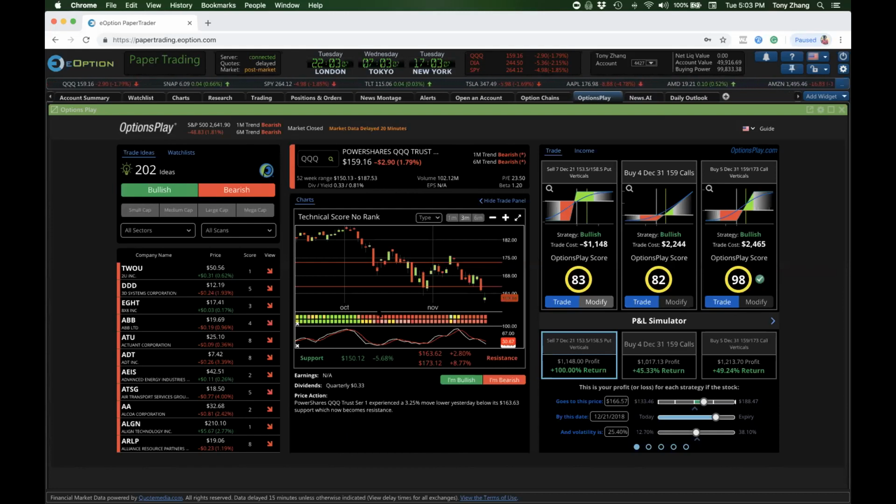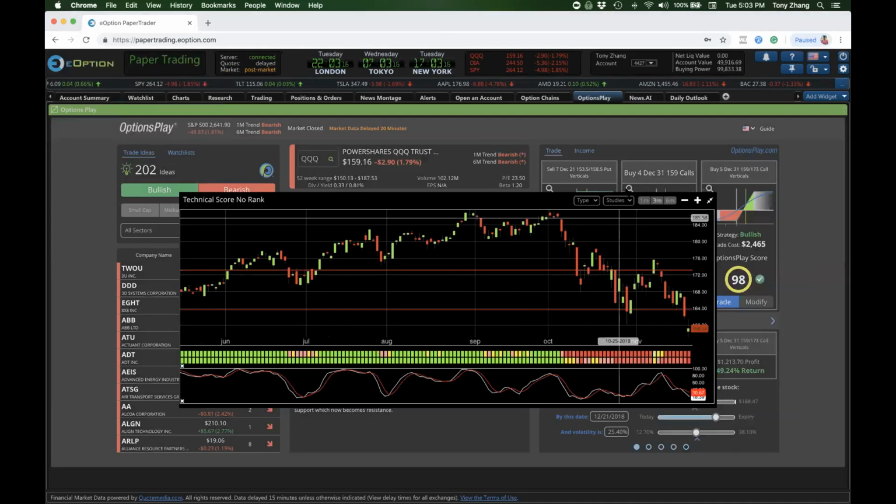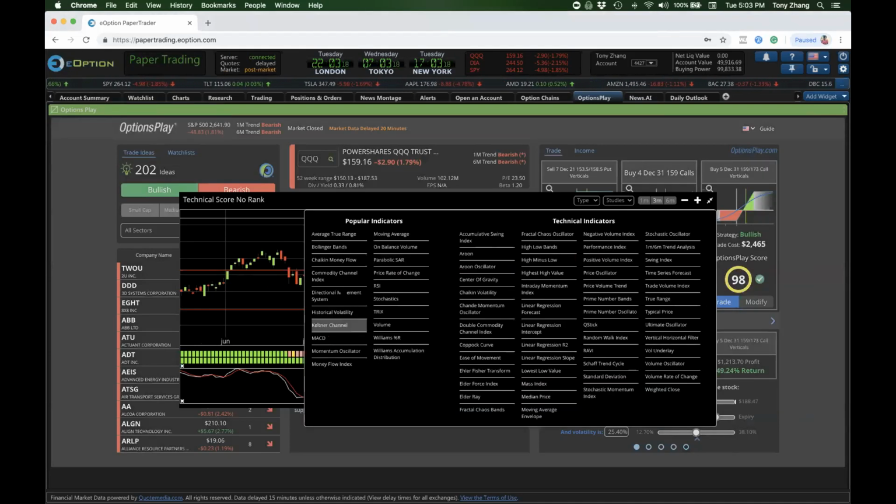How did you get stochastics on the chart? Great question. On the chart, there's an expand button. You also have a studies button, and you can add any of the studies that you want to your chart.